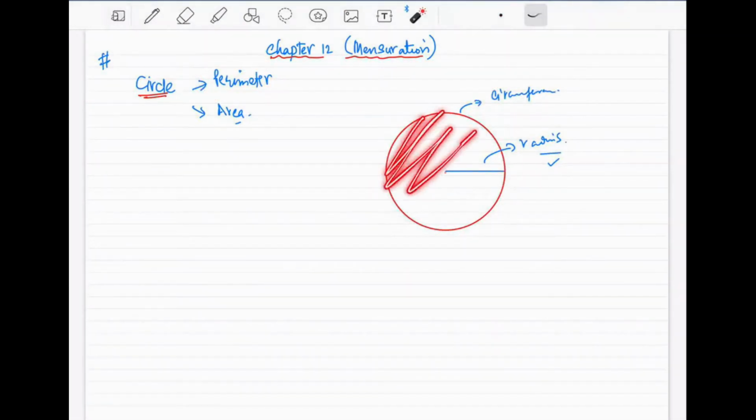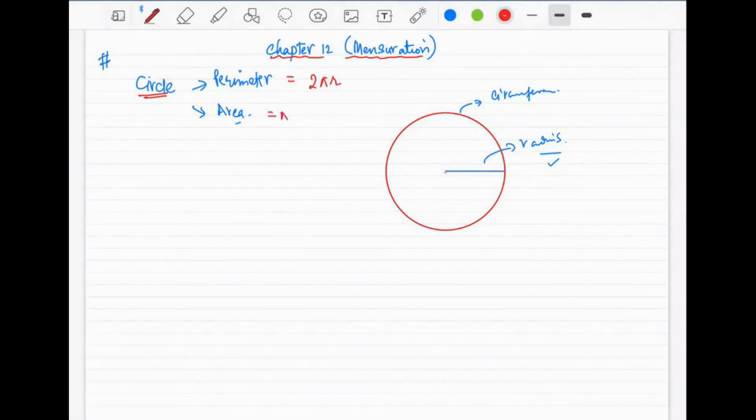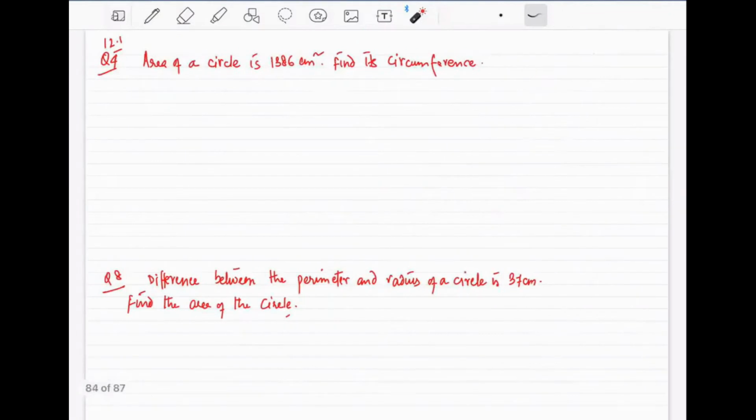And of course, this occupies area. The circle occupies a certain area right here. So how to find out the perimeter and the area? You already know that the perimeter is given by the formula 2πr, right? Area is given by the formula πr². So with just these two basic concepts, we will continue one exercise. We will do one exercise 12.1. This is just a refresh of your memories from the earlier classes.